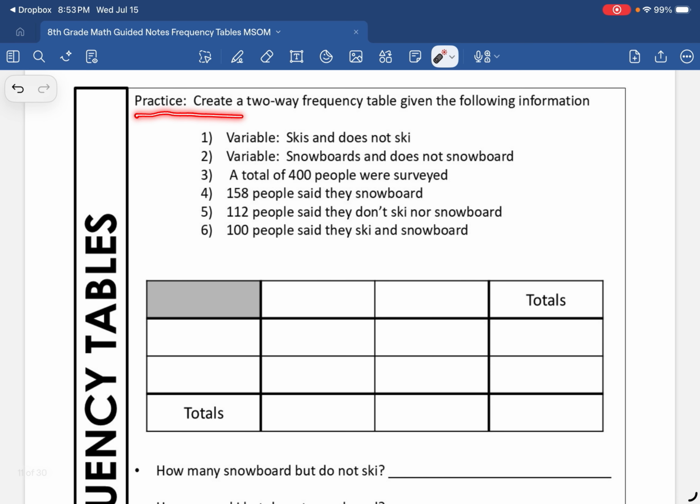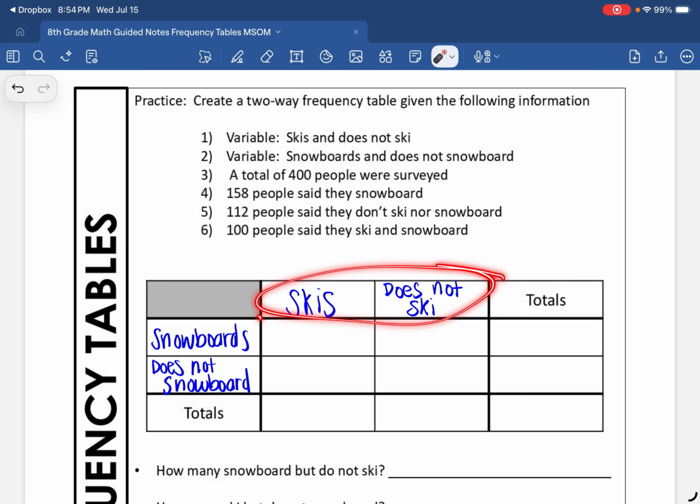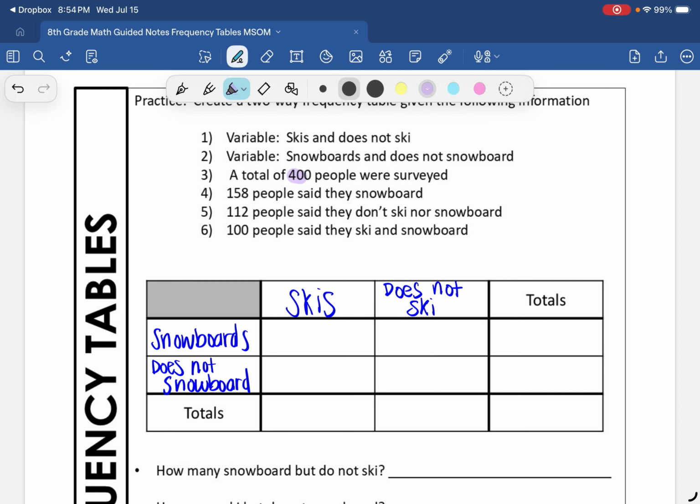Practice. Create a two-way frequency table given the following information. So my variable is skis and does not ski. Again, it doesn't matter if I put that on the top or on the side. Variable snowboards and does not snowboard. So I have the variables on my frequency table. Now it says a total of 400 people were surveyed. So 400 people total, that's going to be down here, my total. So that will be 400.